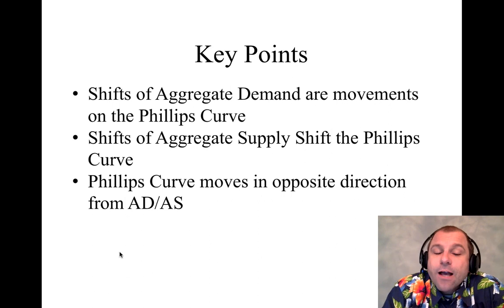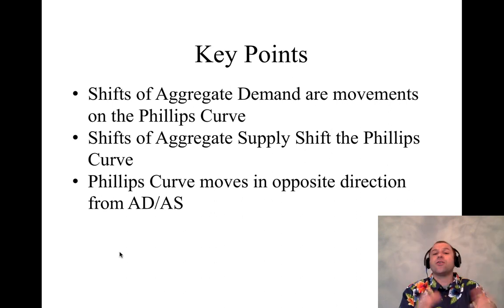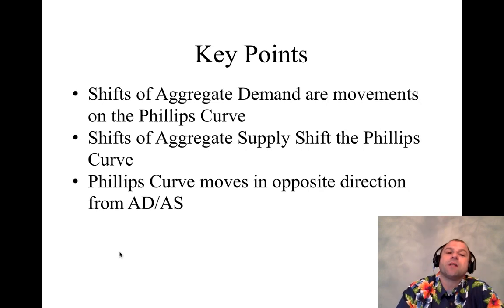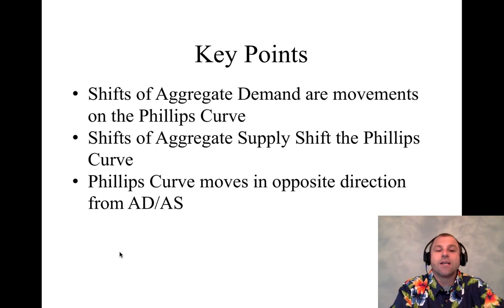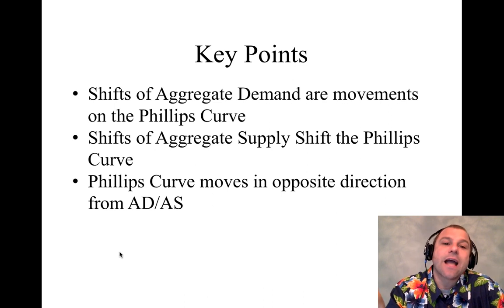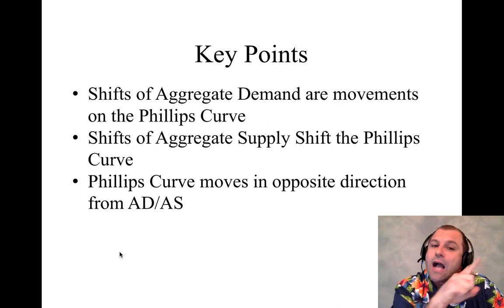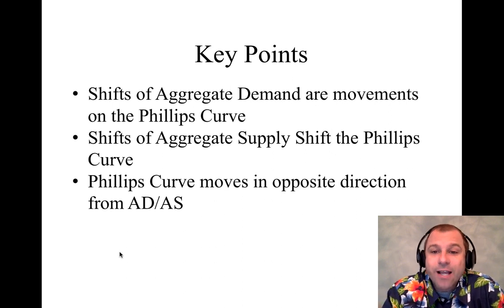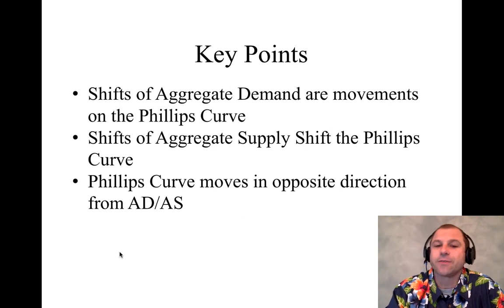Then the third point is just to remember that things will be in the opposite direction. So whether you're dealing with aggregate supply or aggregate demand, if you're shifting aggregate supply or demand to the right, then something on the Phillips curve is going to happen to the left. And by the same token, if you're on the Phillips curve, you're moving left for some reason, aggregate demand and supply is to the right. So they're always in opposite directions. Now, in the first point, remember that shifts of aggregate demand are movements on the Phillips curve. It's still in the opposite direction. So if you're shifting right, you're moving on the Phillips curve to the left. For the second bullet point, if you're shifting your whole aggregate supply to the right, then your Phillips curve is going to shift to the left.